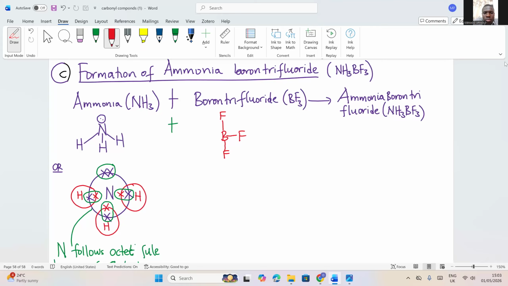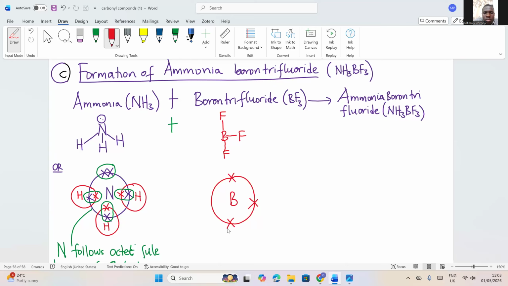So this is the outermost shell of boron. It is B with the electrons: 1, 2, 3. That is how it looks.